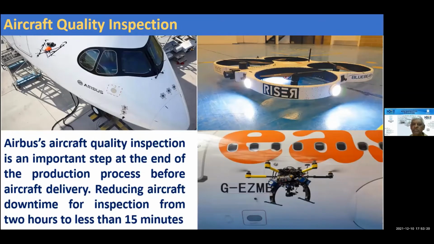Aircraft quality inspection, Airbus has already been using it at the end of the production process before delivering it to the final customer, the airline. They are inspecting the entire aircraft using drones, which, as you know, the structure is very large, and they have brought it down from 2 hours to less than 15 minutes, which is a huge productivity saving.